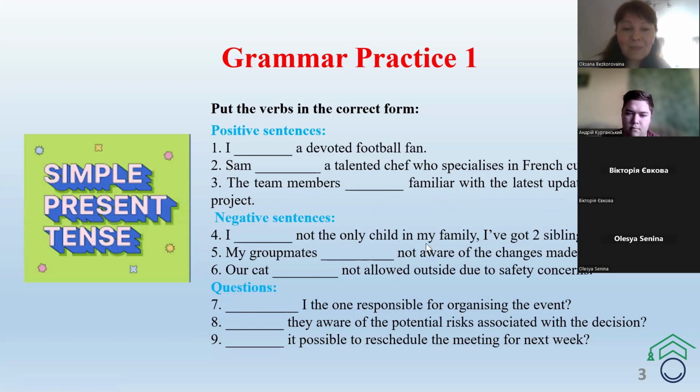I'm not the only child in my family. I've got 2 siblings. You're right. We're talking about ourselves, so we use I am. Siblings. Who are they? Siblings. Brothers and sisters. Thank you, Olena.